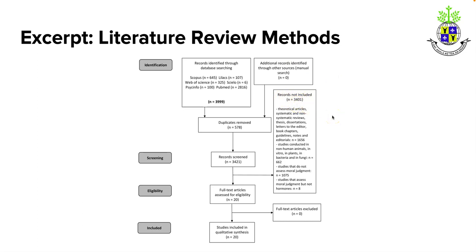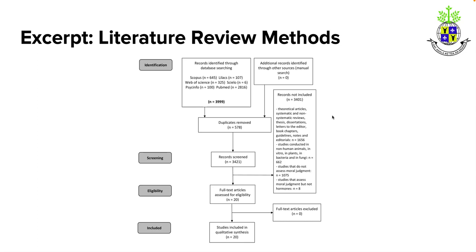So we see that they took out things that are just pure theory, other systematic reviews, because that would be duplicating the results, doctoral dissertations, which weren't peer-reviewed, other things that go through the same rigor of review, like letters to the editor, things that involved animal studies and plants and such, studies that didn't assess moral judgment, and things that didn't assess hormones.